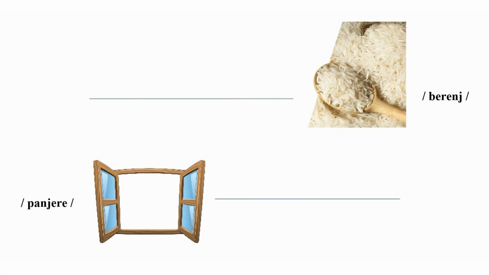Okay, look at the picture on the right side. What is it? Yes, rice. Berenj. J. So J is at the end of our word. So we start writing it. Be in the beginning. Be. Then we have re. Bere. Then we have ne. Beren. And finally J. Berenj. Like this. Berenj.